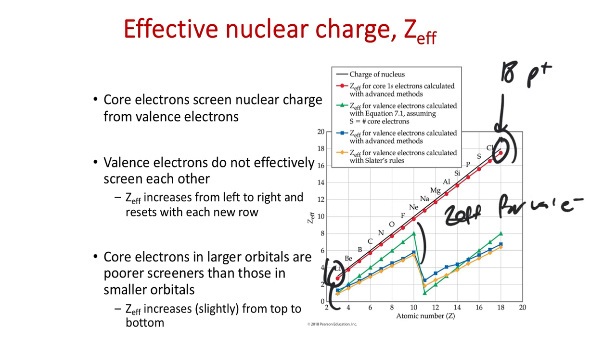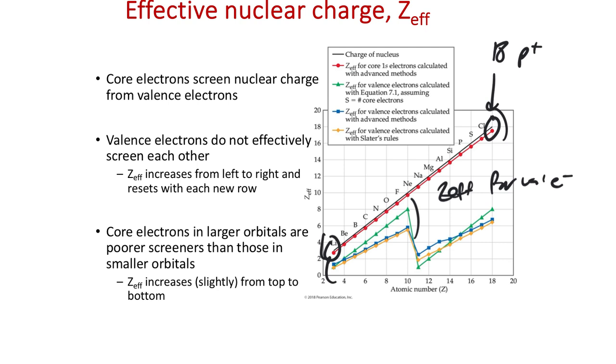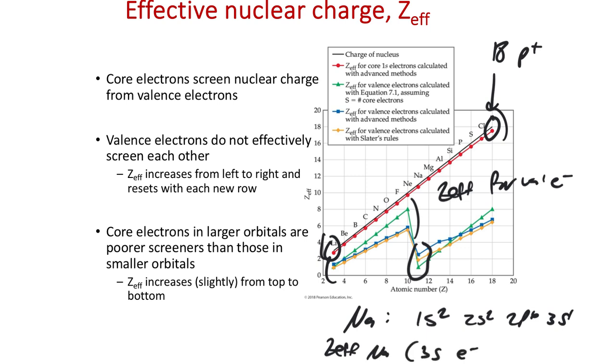So you can calculate the Z effective for any electron in an atom. When you ask what the effective charge of sodium is, by default you're thinking of the outer 3s electron. Let's think about sodium to start. Sodium has the full configuration 1s2, 2s2, 2p6, 3s1. So when we say the Z effective of sodium, we mean for the 3s electron, because that's its outermost electron.